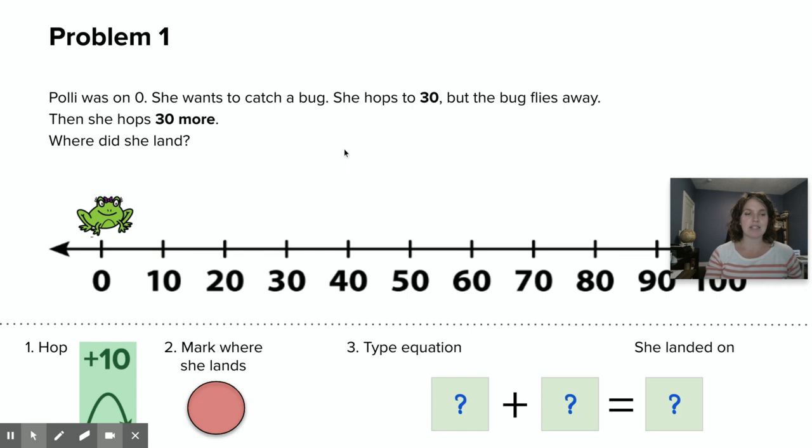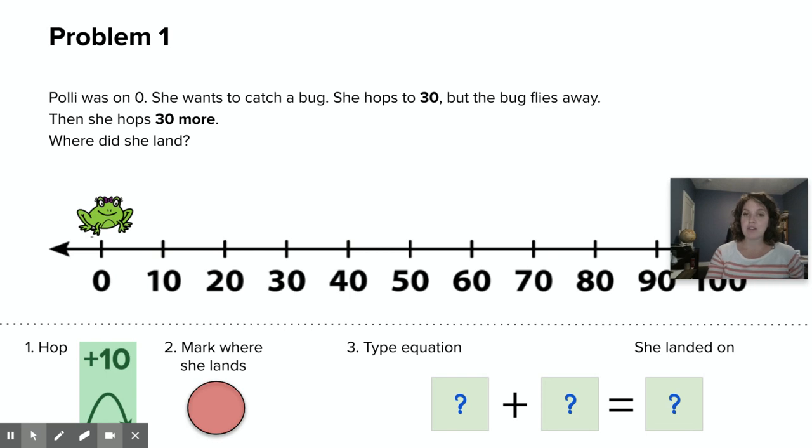So let's practice a little bit. It says Polly was on 0. She wants to catch a bug. She hops to 30, but the bug flies away. Then she hops 30 more. Where did she land? So I want you to take a second to figure that out.